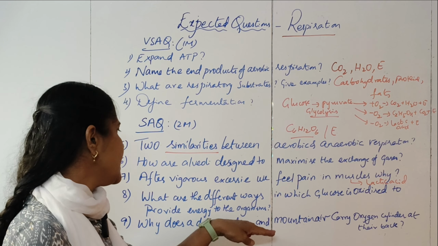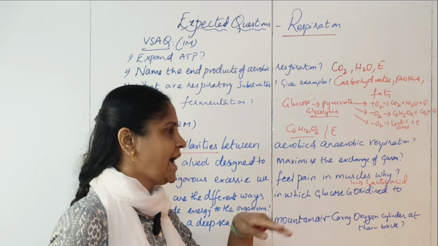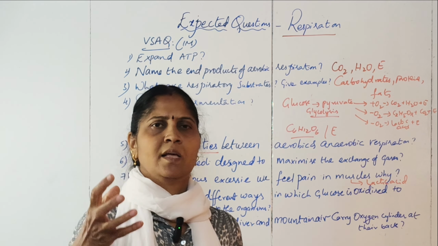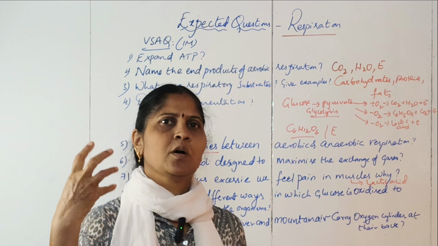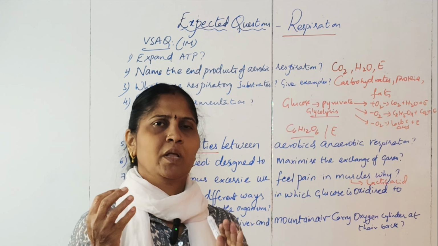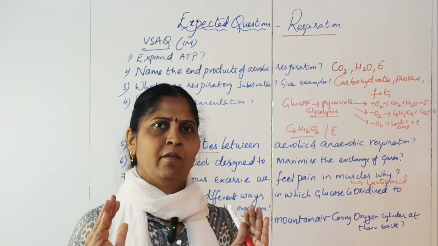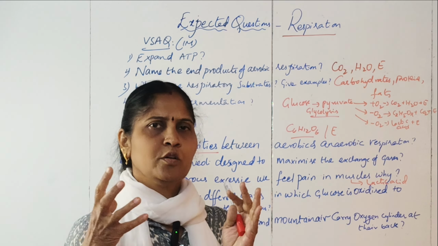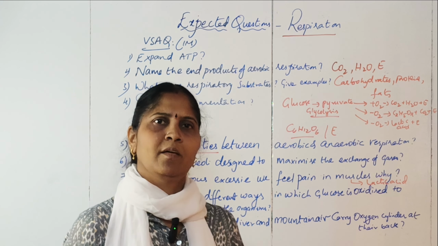Next you have, why does a deep sea diver and a mountaineer carry an oxygen cylinder at their back? Because the level of oxygen is very less in the sea, and also at higher altitudes the oxygen molecules are very less. A mountaineer or a sea diver has to carry an oxygen cylinder at their back in order to support them with the required oxygen levels.